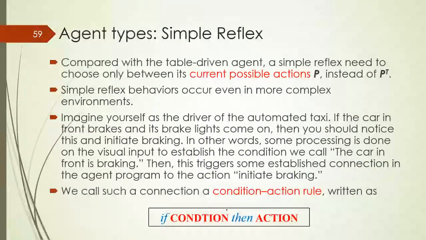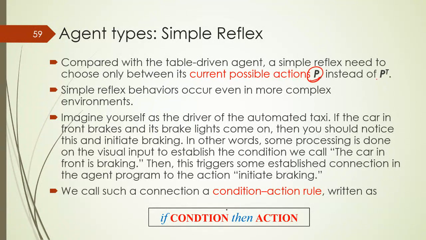Compared with a table-driven agent, a simple reflex agent needs to choose only between its current possible actions. So the total possibility will be that. So it needs a much smaller table, P to the power of T. So in our previous examples, you can just simply calculate that. You see it's much smaller compared with those.